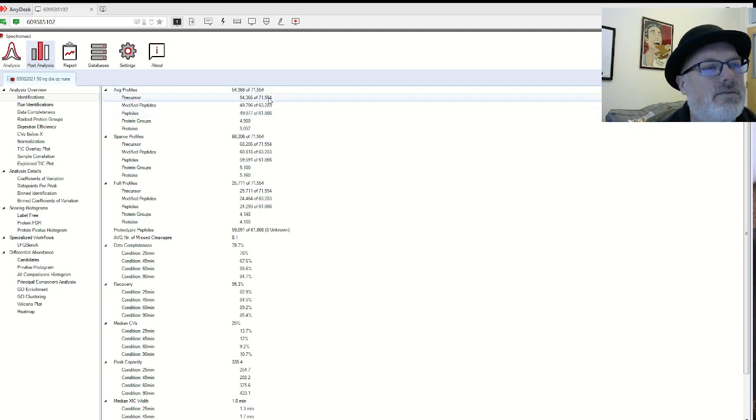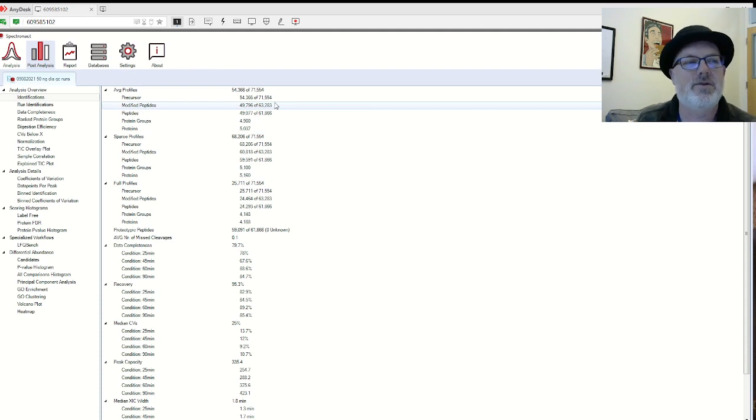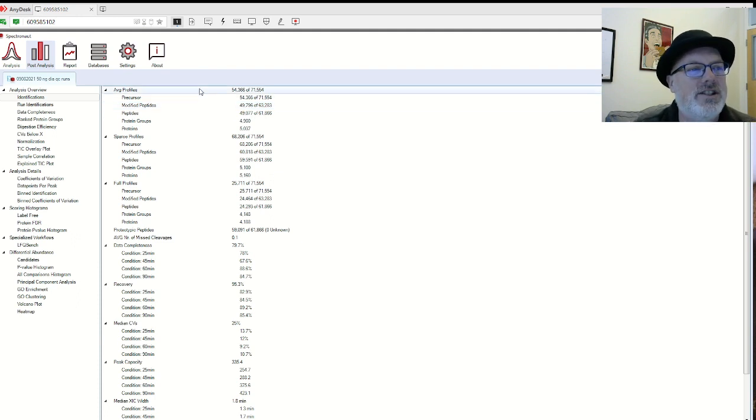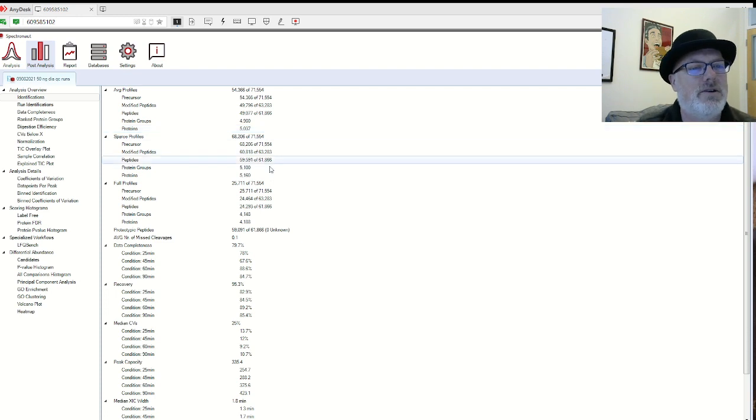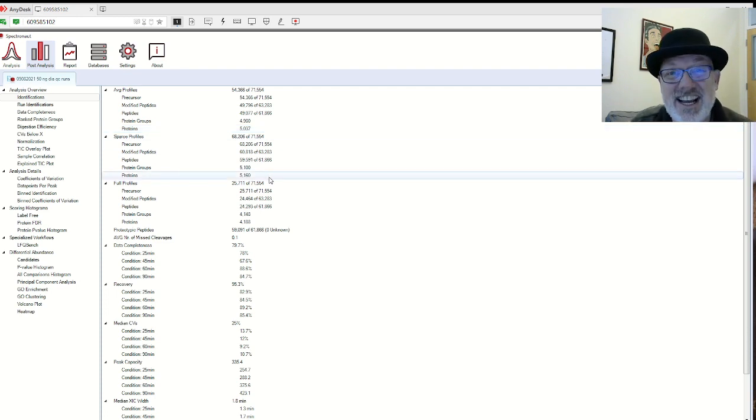And I think it splits these up into average profiles, sparse profiles, and full profiles. That's an important point that's not well documented in the manual, or maybe they changed it, but I didn't understand what it was the first time. So average is, I think, found in half or greater of your samples. For example, there were 5,000 proteins that were found in these experiments with over half the samples. Sparse profiles, I think, means less than half.